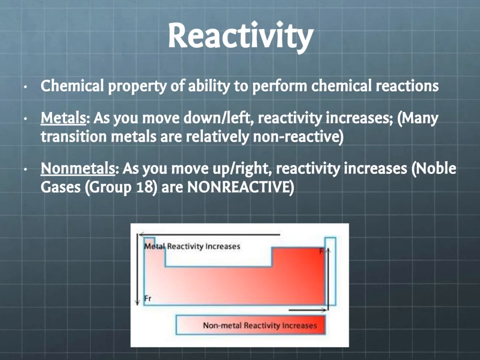The last trend involves a chemical property. Most of what we were talking about on those other slides were physical properties. This is a chemical property. This is the ability to perform a chemical reaction, or the ability to react with something. For metals, as you move down and left, you increase your reactivity. So the most reactive metals are found on the left-hand side and towards the bottom. For nonmetals, as you move up and right, it becomes more reactive. So the most reactive nonmetals are found to the right on the periodic table and to the top of the periodic table. The group 18 elements are non-reactive, so they will have no reactivity. They do not react with anything.